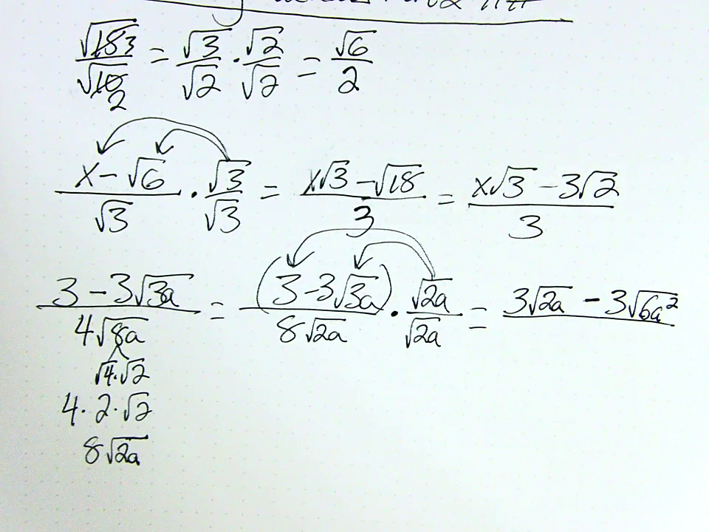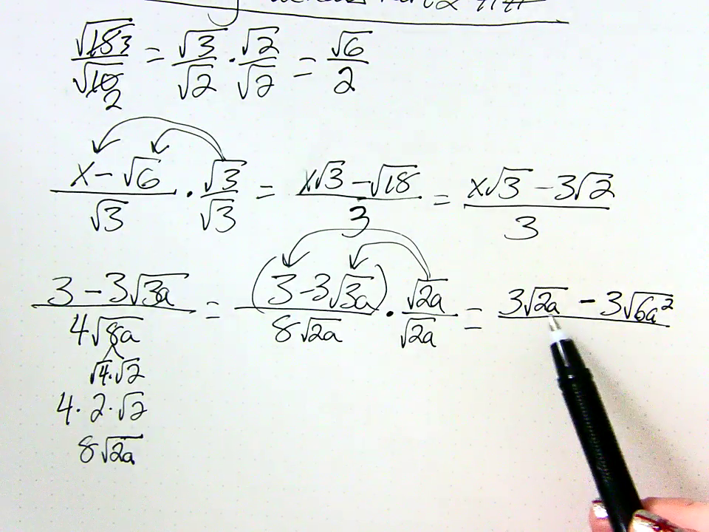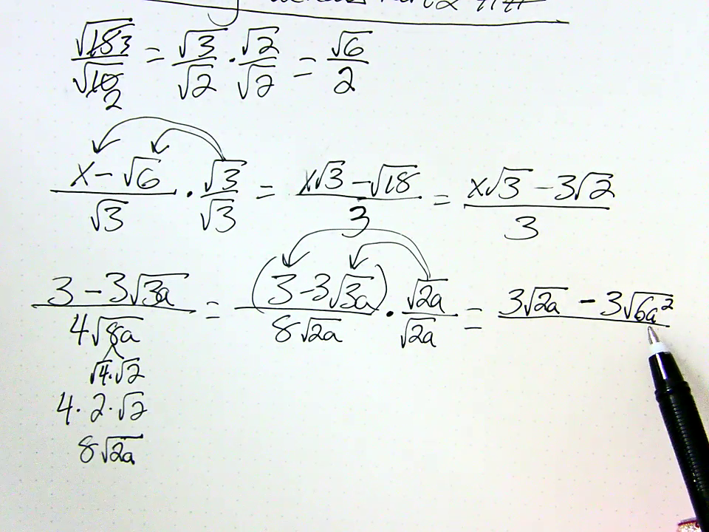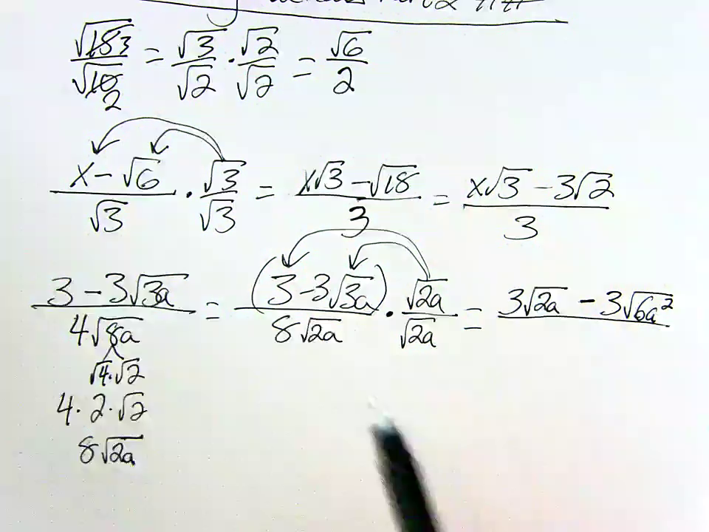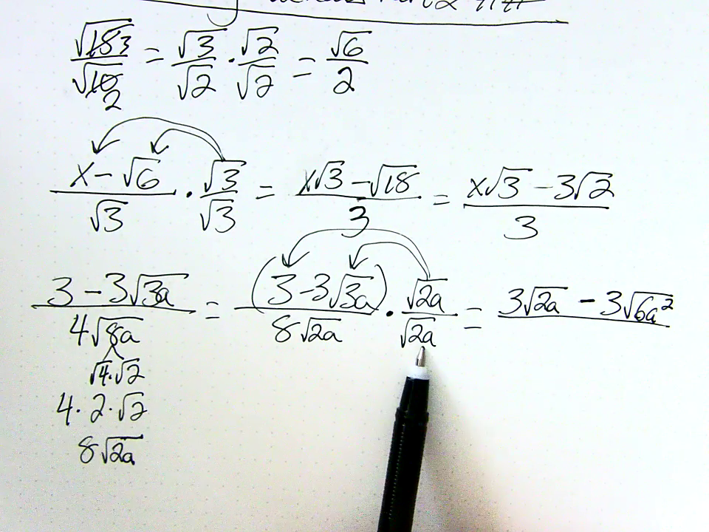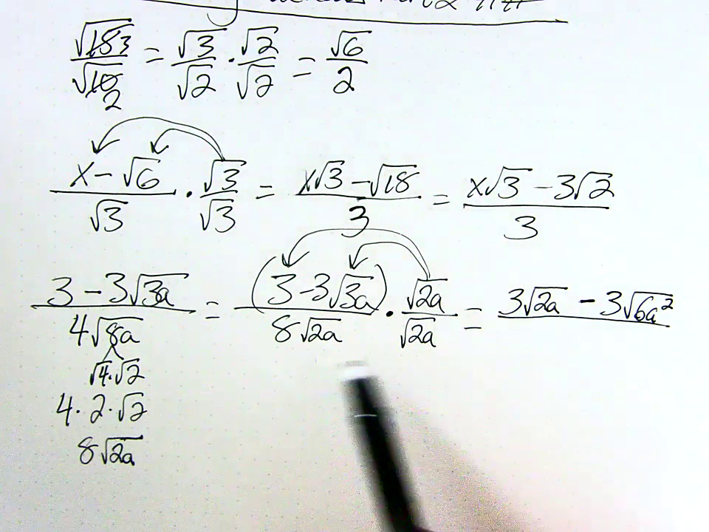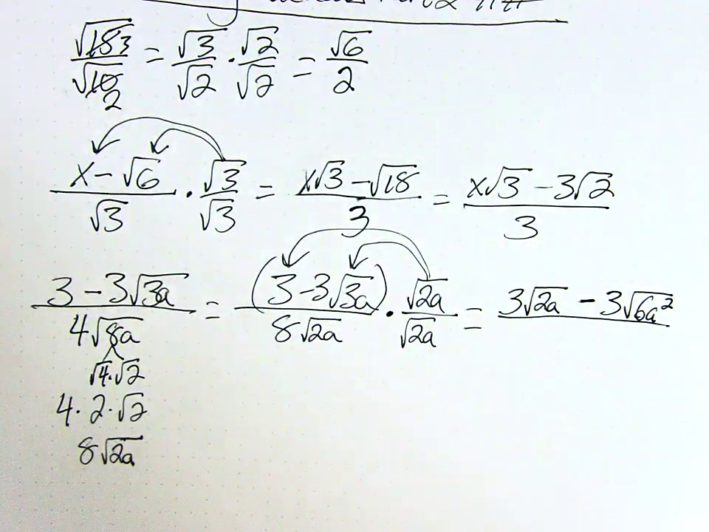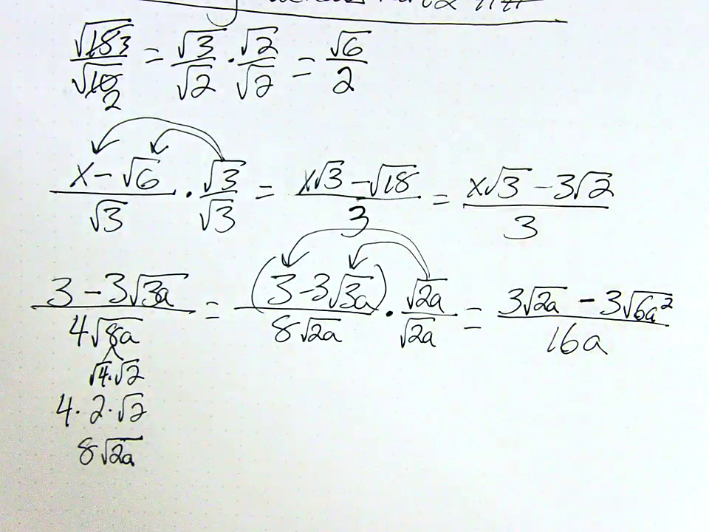Okay, so if I distribute the square root of 2a to both of these, I get this. Is that what you got? And then I just have to do the same thing on the denominator. Square root of 2a times square root of 2a is just going to be 2a, right? When you square a square root, it just undoes it. So now I have 2a times 8, or 16a.